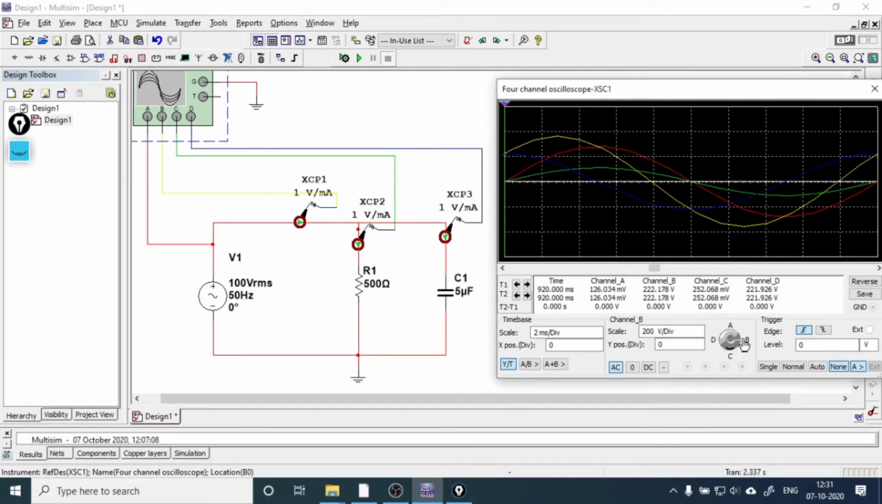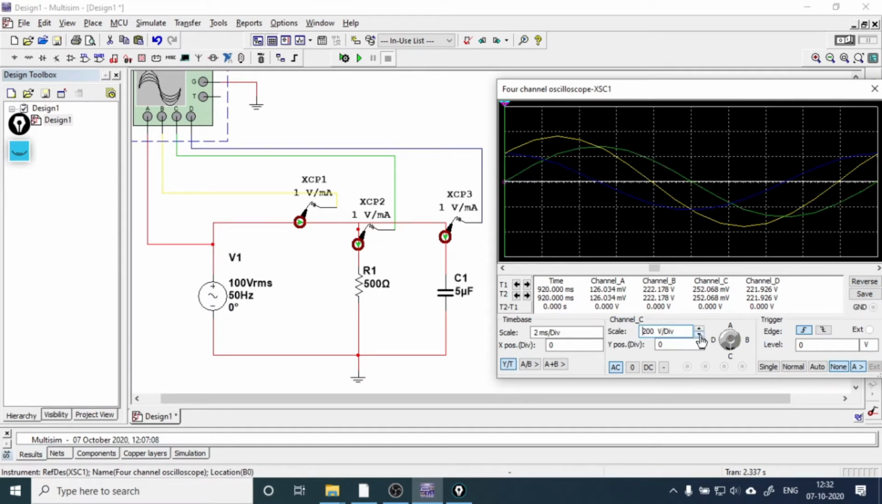Now we will observe the scale of all these three currents. The scale of B channel, the yellow current, is 200 volt per division. The scale of C channel, green, is 800 volt per division, and the scale of D is 200 volt per division. So the scale of C is a little different, so let me make it 200. Once we make the scale 200, you can see that the red waveform disappears. Once again we change, it appears. So the thing is, this green waveform exactly overlaps this red waveform.